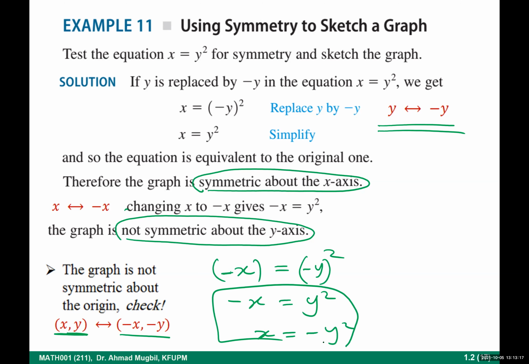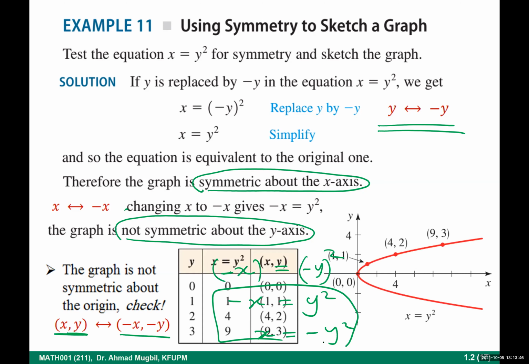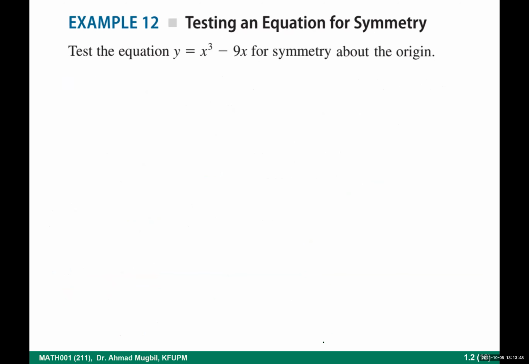And we will see that with many examples. If it is symmetric with respect to the x-axis, but not with respect to the y-axis, it will not be symmetric with respect to the origin. If it is symmetric with respect to the x-axis and the y-axis, it will be symmetric with respect to the origin. If it is not symmetric with both, it might be not symmetric with respect to the origin. This is the graph of this equation. As I said, we are not interested in the graph of this type of equations at this moment.